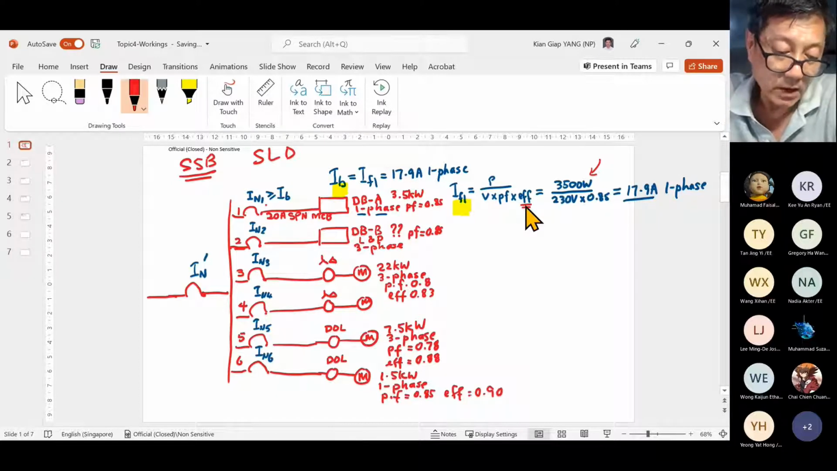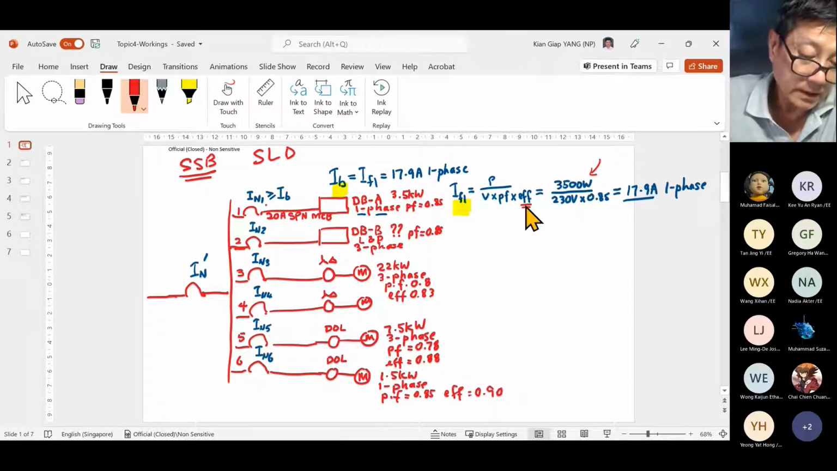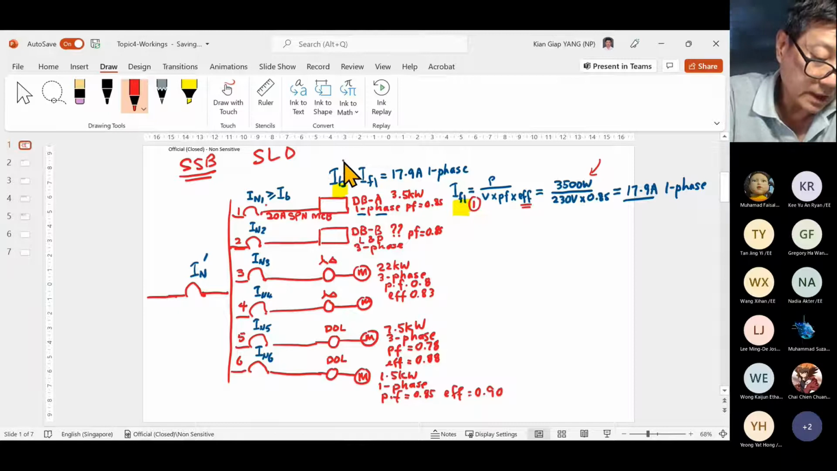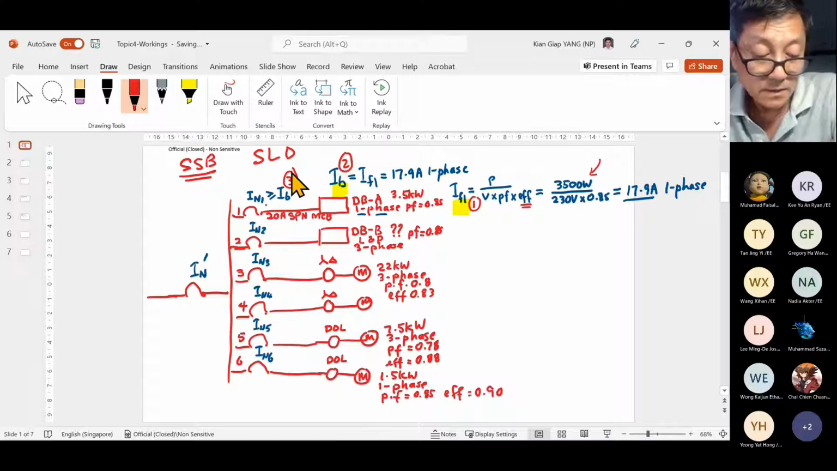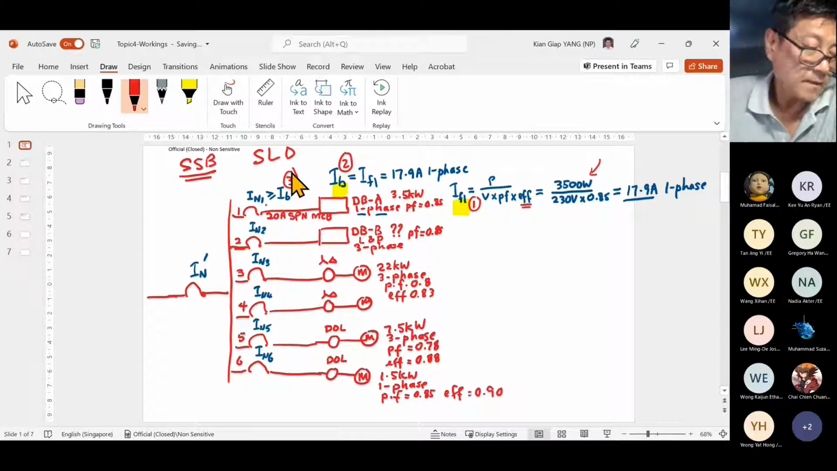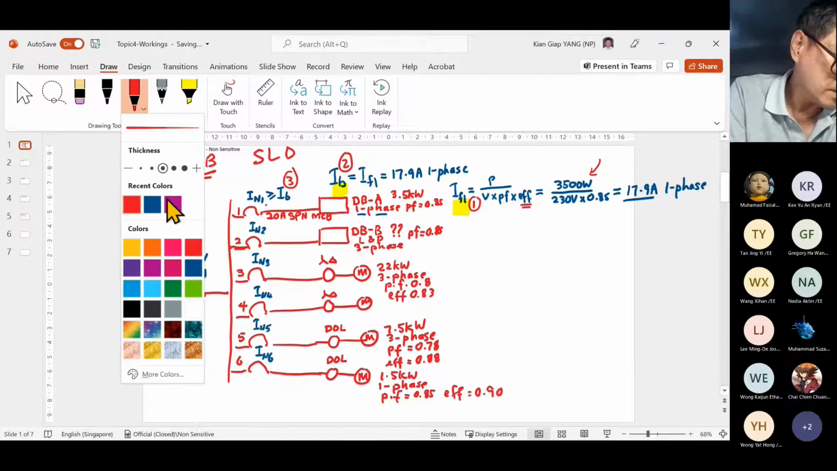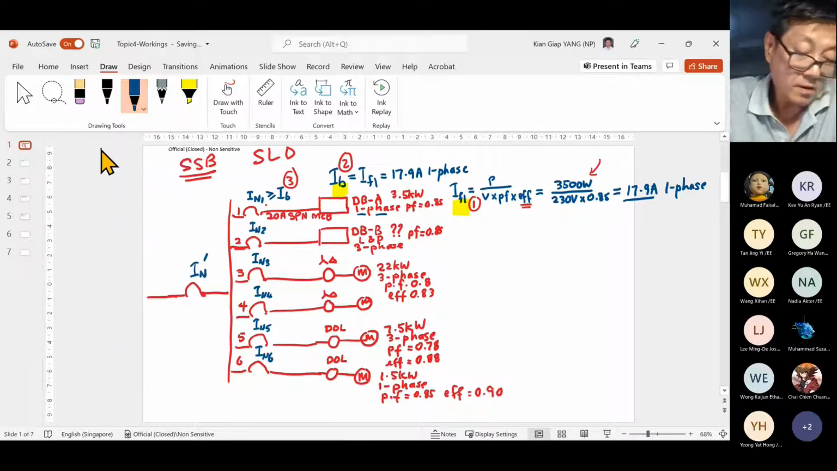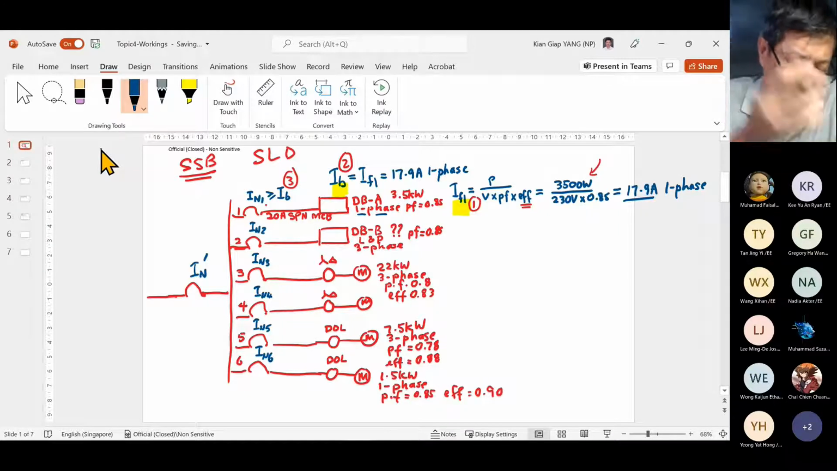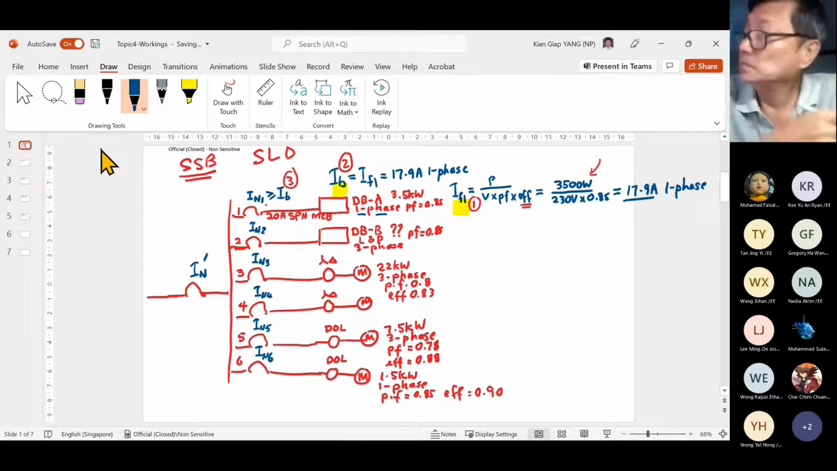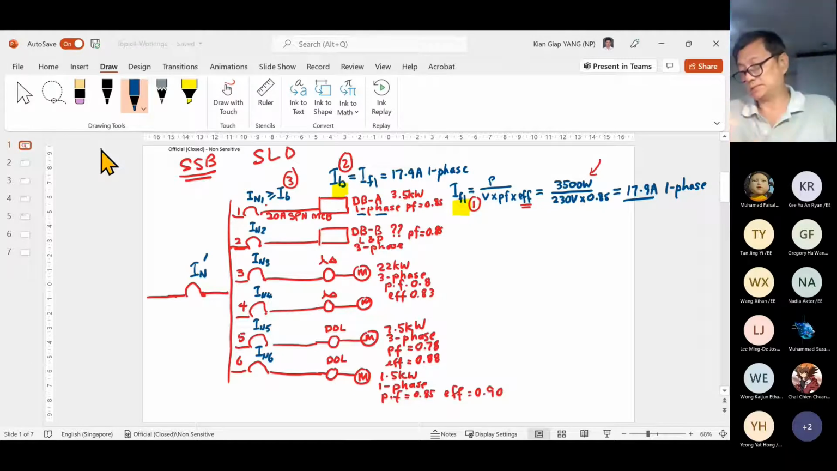Then I come to the second circuit. Can I do the same method? Step 1 like this, step 2 like this, and then step 3 like this? Cannot. We need to multiply by... wait. What is missing in the second circuit now? That means there is some information missing. That's why I cannot do anything.